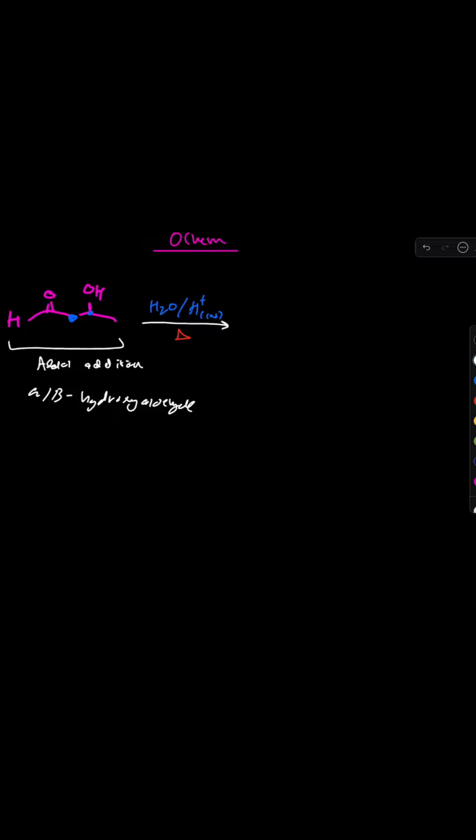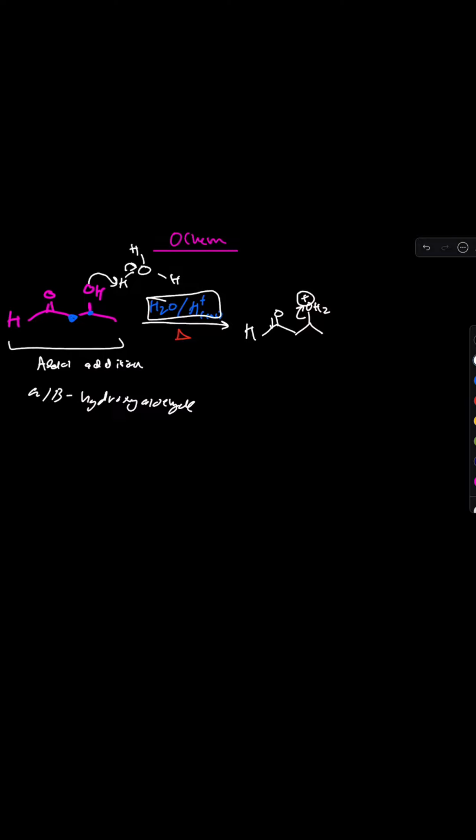So what we have to do is, since we have H2O and H plus, a catalyst, they're going to combine to form hydronium. And then this oxygen is going to abstract the hydrogen from the hydronium, and it's going to protonate into this. And now we have a good leaving group, because water is a good leaving group, because it's not a strong base. It's a relatively weak base.